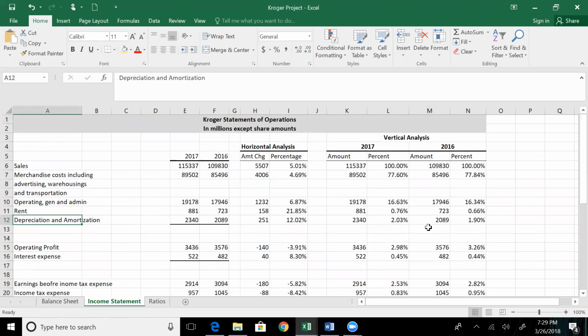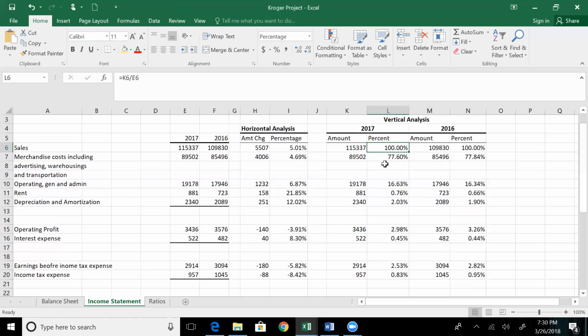Now on the income statement, they did the same thing and kind of had the same setup. You by no means have to set yours up this way. I just wanted to give you an example of what it looked like. And so when we're looking at the vertical analysis for the Kroger's income statement, the benchmark is the sales. So everything is as a percentage of sales for the vertical analysis. So it's interesting to see what makes up all of our expenses. And the cost of merchandise makes up 77% of the sales.